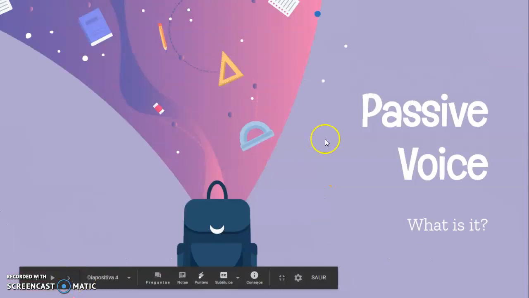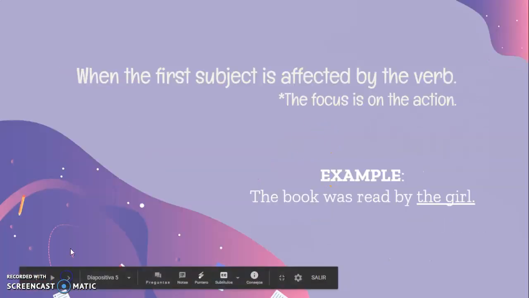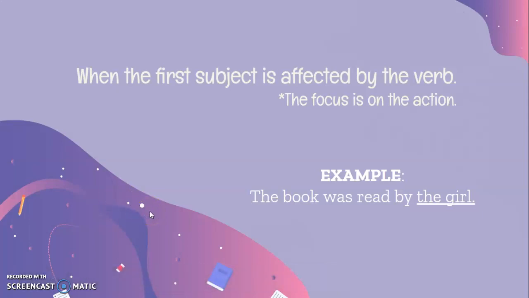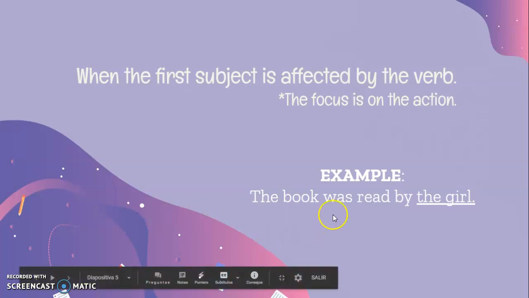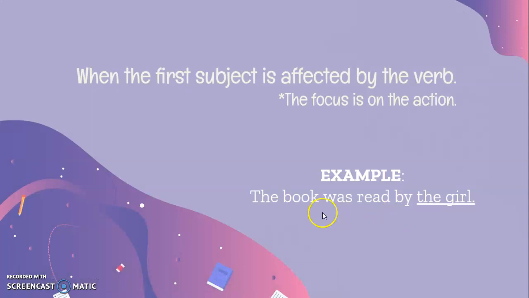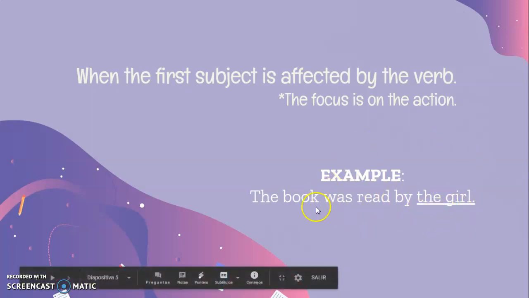On the other hand, passive voice. In passive voice is when the first subject is affected by the verb. This means when the most important thing is the action. In here, what happens is that what would usually be your subject goes to being the object, and the object goes to being the subject. So instead of focusing on the girl reading the book, we're focusing on the book. The book was read by the girl.